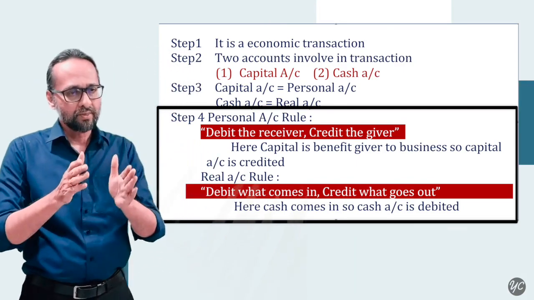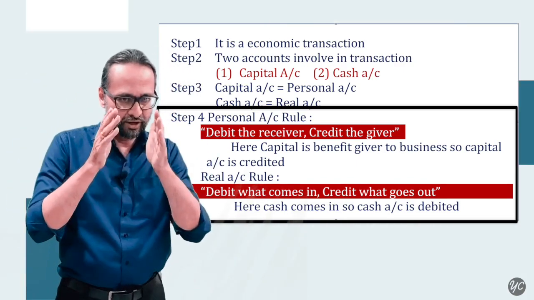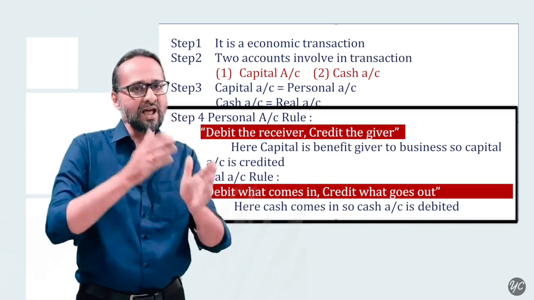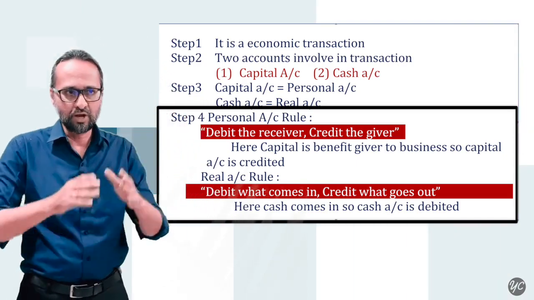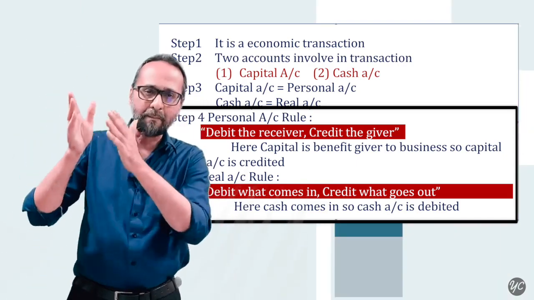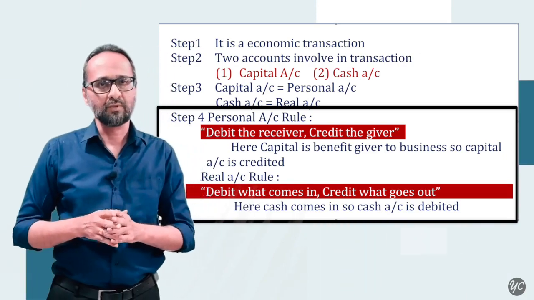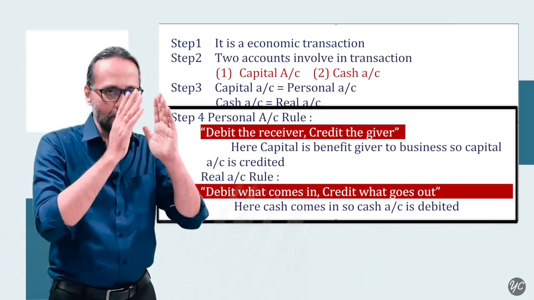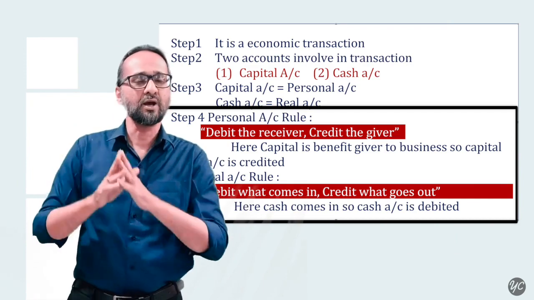So now it is decided which account is debited and which account is credited. Here the cash account is debited and the capital account is credited. Again I repeat, the cash account is debited and the capital account is credited.